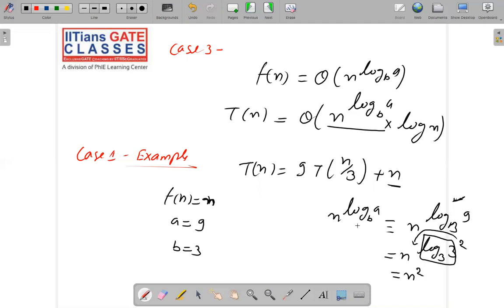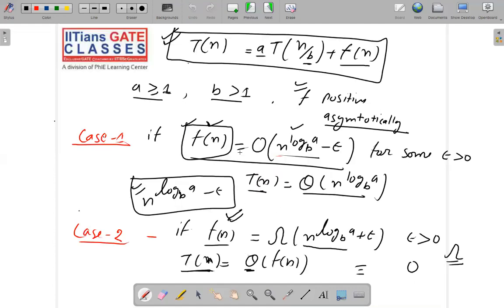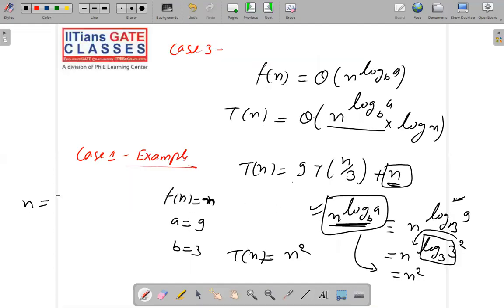Now if you compare f(n) with this term, n^(log base b of a), this term is greater. Here f(n) is n, and this term is n squared. So T(n) is equal to n squared, the case 1 part. T(n) is equal to order of n squared, and this is the first case.